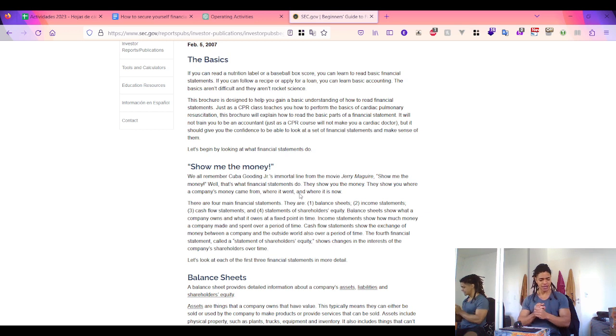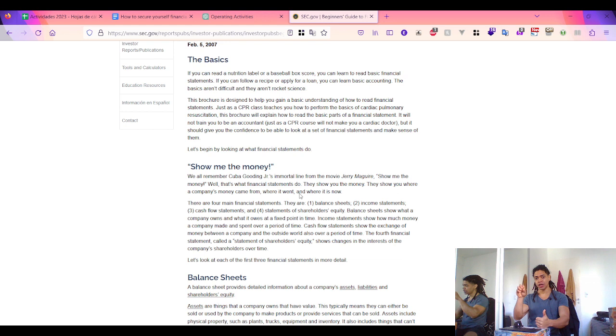The same as Cuba Gooding Jr.'s immortal line from the Jerry Maguire movie, "Show me the money." That's what financial statements do. And there are four types of them.